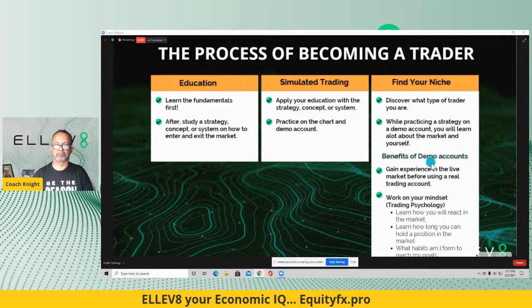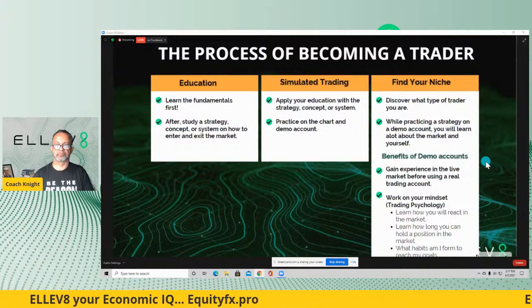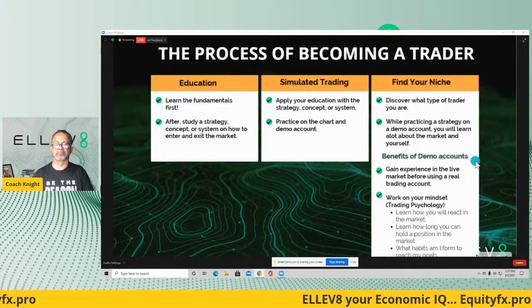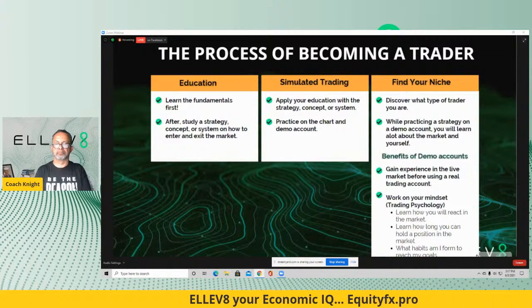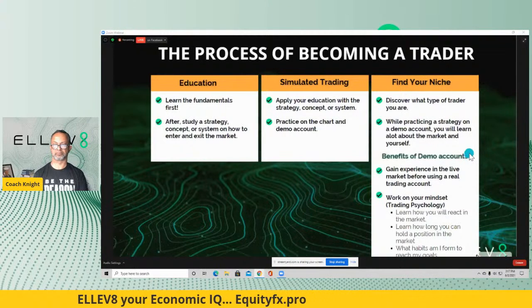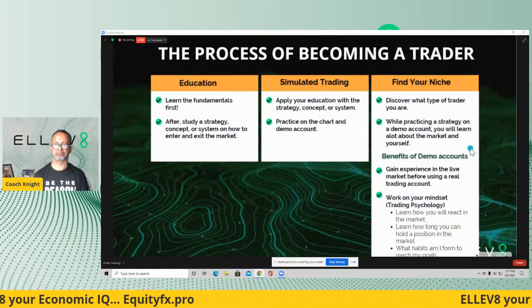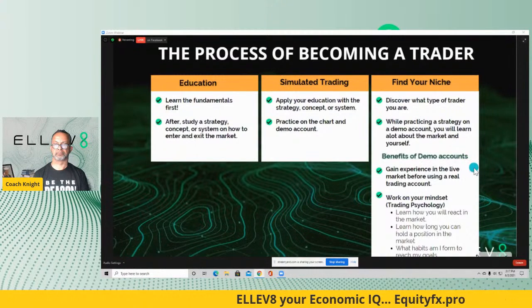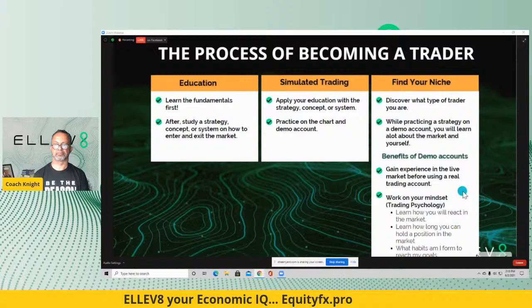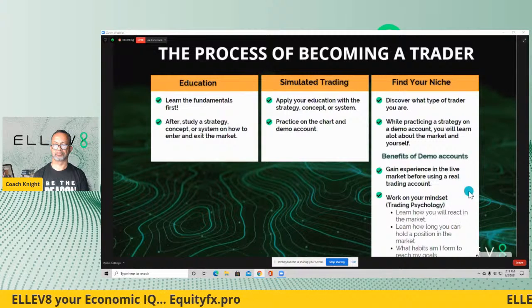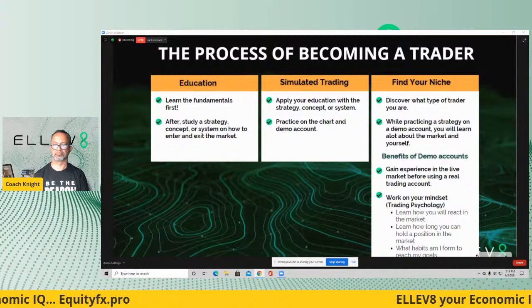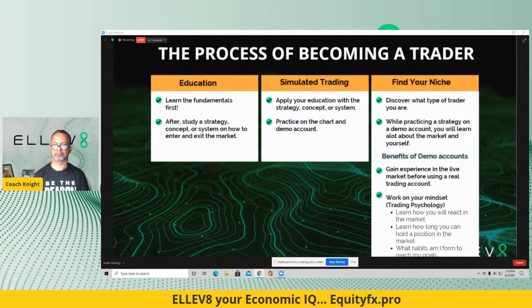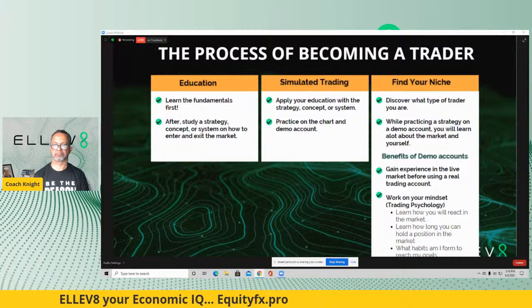While you're practicing a strategy on a demo account, you will learn a lot about the market and yourself. You will learn, can I hold a position for a long time? How do I behave when I'm put in an uncomfortable situation in the market? Benefits of a demo account: gain experience in the live market before using a real trading account. By doing that, you get to learn about your personality, what type of trader you are, and what type of strategy you like.